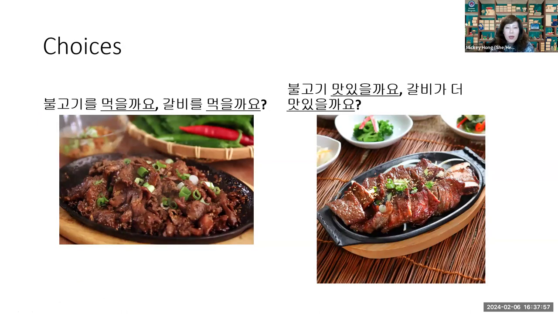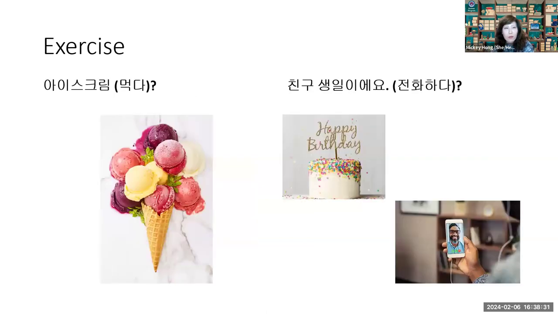Choices, offering choices. 불고기를 먹을까요? 갈비를 먹을까요? Shall we eat 불고기 or 갈비? You just repeat the most essential parts. Wondering, 불고기 맛있을까요? 갈비가 더 맛있을까요? Whether you're going to eat A or B will be dependent on whether A or B is more delicious, right? Do you think 불고기 is delicious, or 갈비 will be even more delicious? 더 is more.